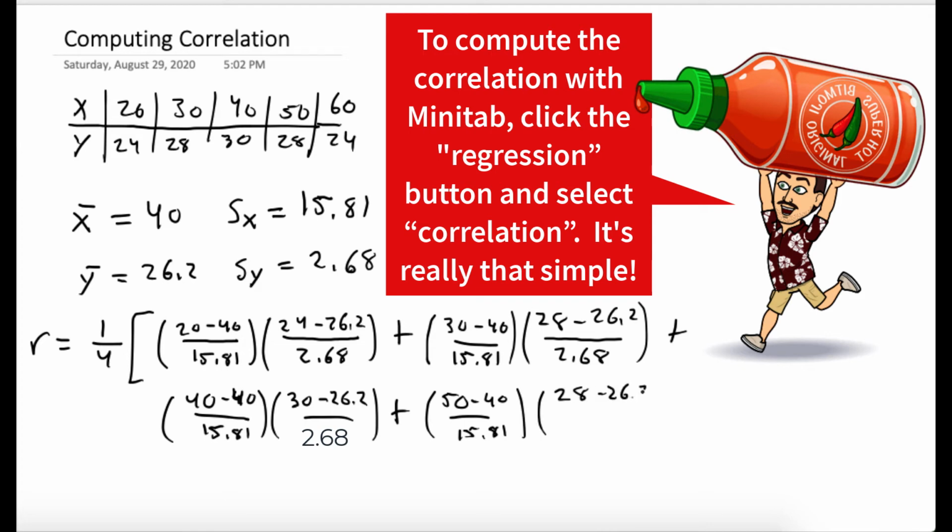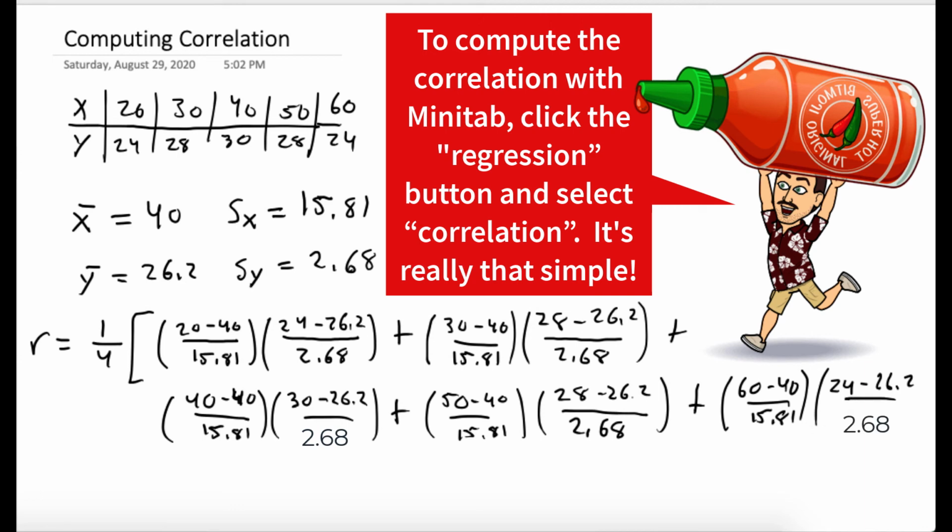And again, at the end, we're not going to compute all of these terms. We'll just plug this sum of products into our calculator. So the last term is 60 minus 40 over 15.81, and 24 minus 26.2 over 2.68. And so when we plug this into our calculator, it works out to be 0.